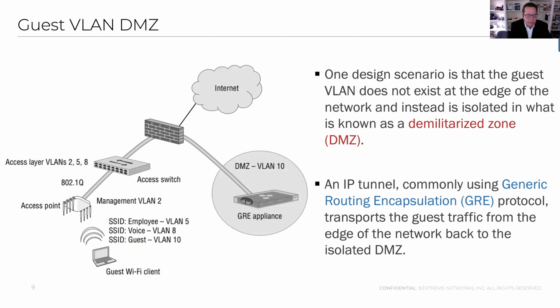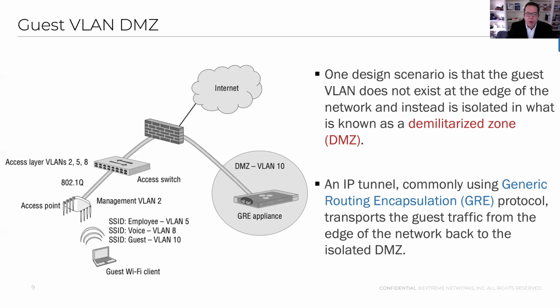So probably a design scenario that's not as common as it used to be was to segment the guest VLAN and subnet in a DMZ, and it wasn't supported at the edge, and you would tunnel all the user traffic to some sort of VPN or GRE appliance or router that was basically isolated in a DMZ. So the guest VLAN wasn't even at the access layer. So it's just a different design strategy. There's no right or wrong.